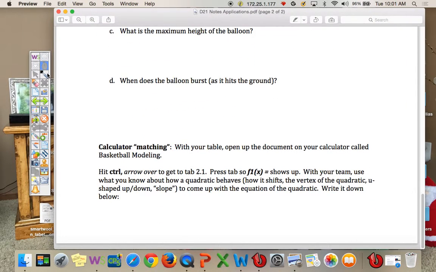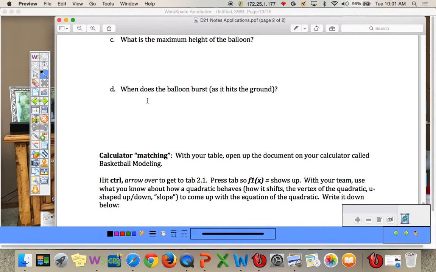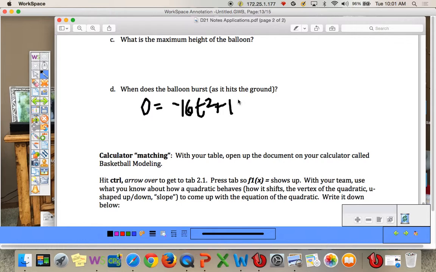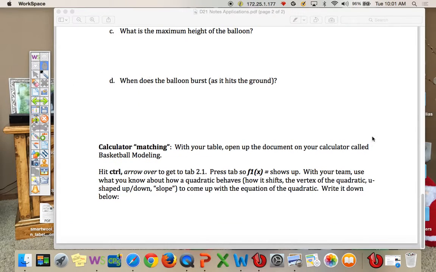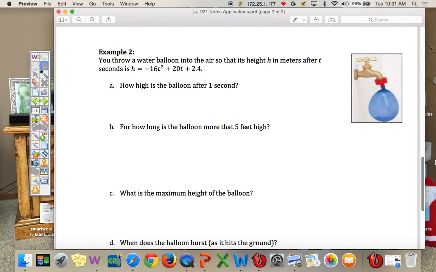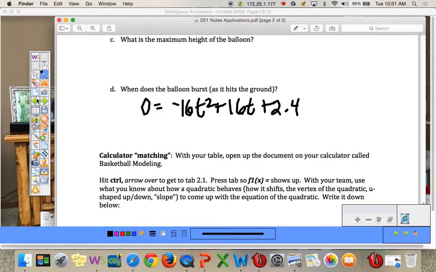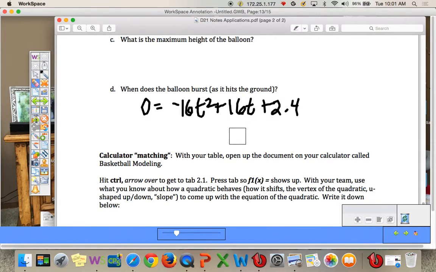Okay, so as it hits the ground, again, quadratic formula, this time with a 0, equals negative 16t squared plus 16t plus 2.4. And again, we can use quadratic formula. We could try to factor it and use zero product property. Oh, it was a 20, not a 16. So it should be a 20. But since we haven't used a graphing calculator yet to show the zeros, I will show that.